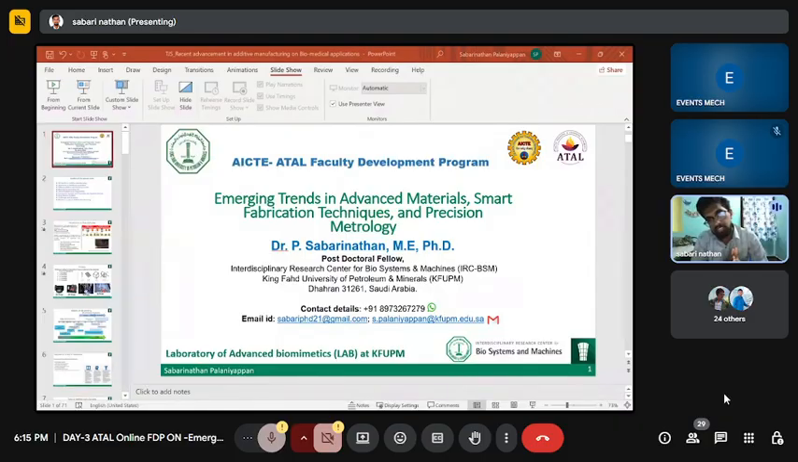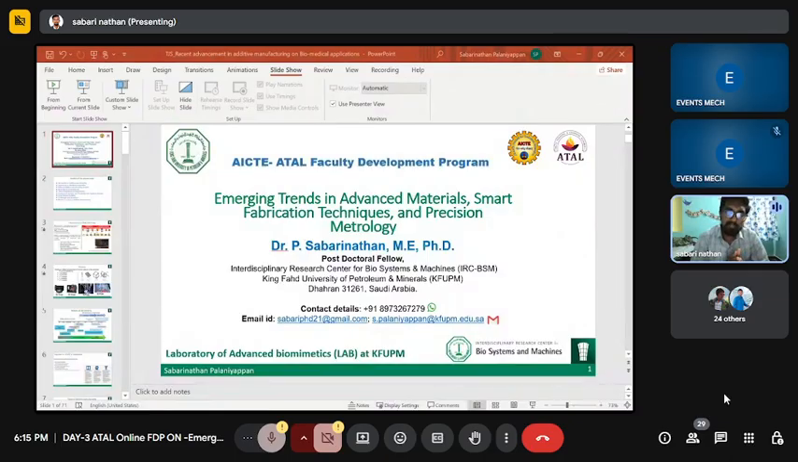The manufacturing process can be classified into two types. One is called the conventional manufacturing process. In the conventional manufacturing process, the process in which you are eliminating the material, which all comes under the subtractive manufacturing process, is called conventional manufacturing process. For example, lathe, drilling, milling, everything comes under subtractive manufacturing process.